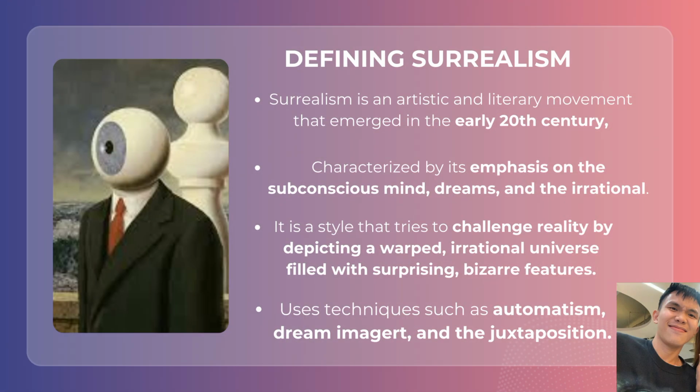Surrealism is an artistic and literary movement that emerged in the early 20th century. It is characterized by its emphasis on the subconscious mind, dreams, and the irrational. It is a style that tries to challenge reality by depicting a warped, irrational universe filled with surprising, bizarre features, using techniques such as automatism, dream imagery, and juxtaposition.